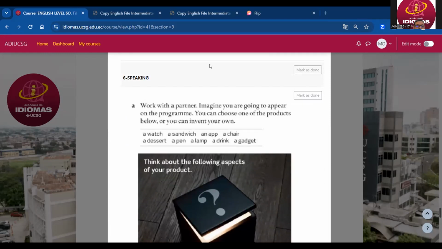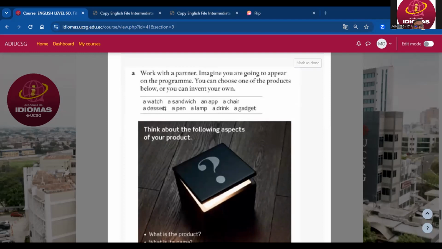Work with a partner. Imagine you're going to appear on the program. You can choose one of the products below, or you can invent your own. Here are recommendations, but they are not the only ones you can work on. You can work on any you want. Maybe you have a business idea, so it's a good time to explain it.